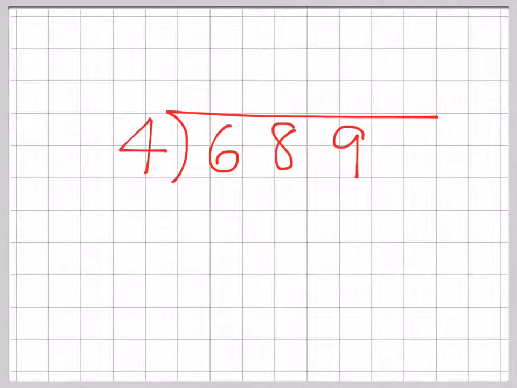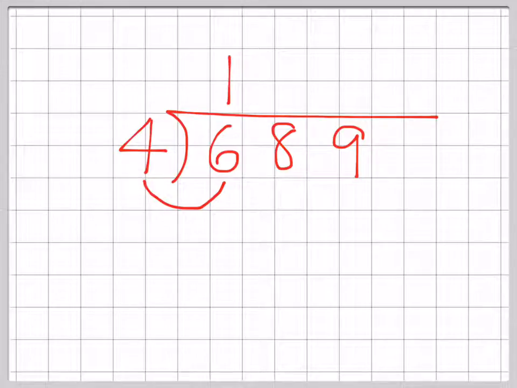Another example, 689 divided by 4. Now instantly we know that there's going to be a remainder here because all answers in the 4 times table going up to infinity have to be even, and here we've got an odd number, so we know we're going to get a remainder. How many 4's are there in 6?